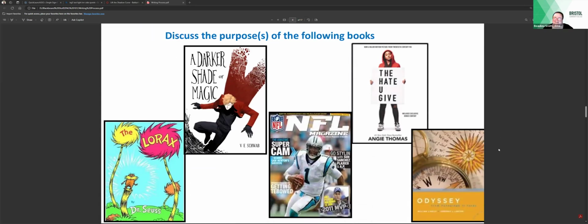Now, let's take a look at these books again. So The Lorax by Dr. Seuss, A Darker Shade of Magic, NFL Magazine, The Hate You Give, and The Odyssey from Paragraph to Essay. What you're welcome to do right now is actually pause the video and brainstorm a bit about what you think the purposes of these books are.